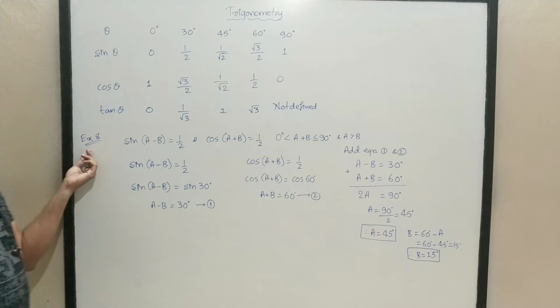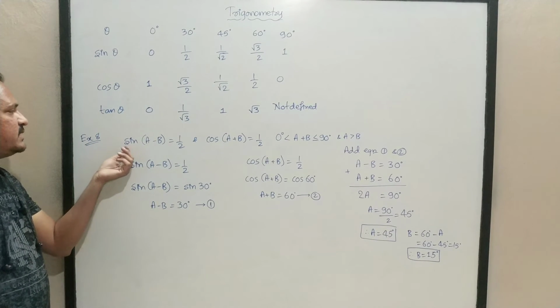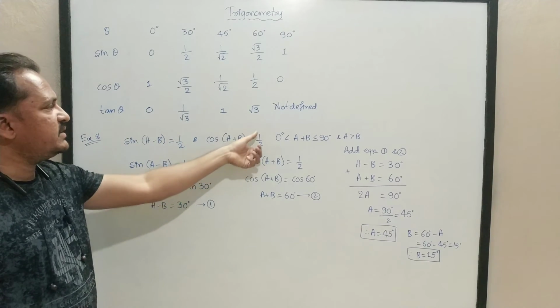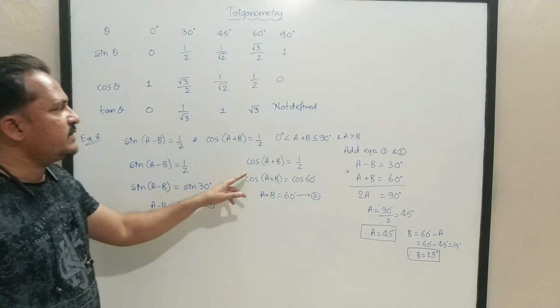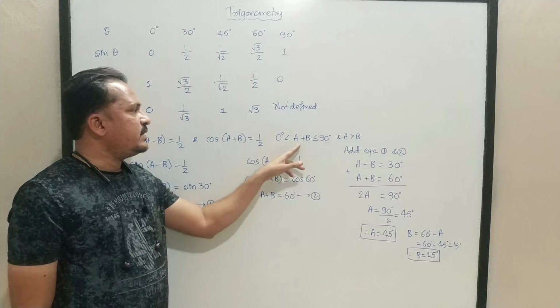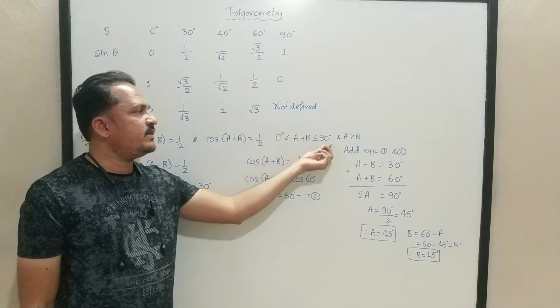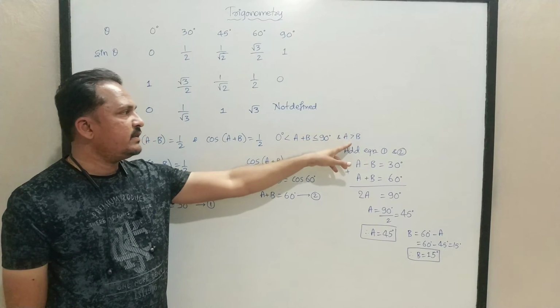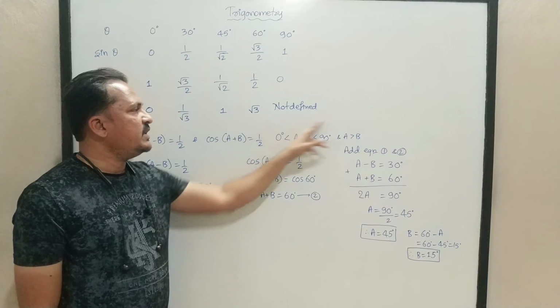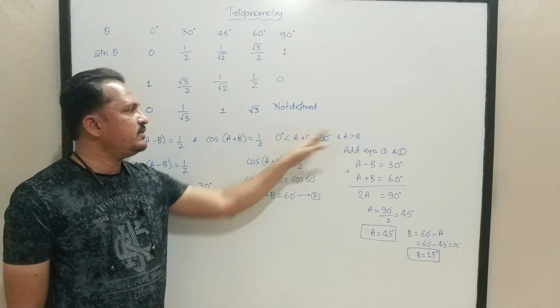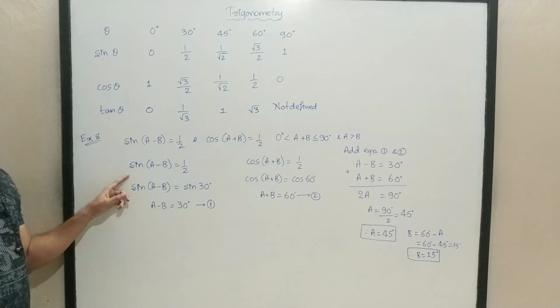One example, example 8, I am going to consider here. The given question is sin of A minus B is 1 by 2 and the cos of A plus B is also 1 by 2. They have given that the sum of these two angles, A plus B, lies between 0 and 90 degree. And another condition is A is greater than B. So these are provided for confusing purposes. Leave this one. Directly we will come to here.